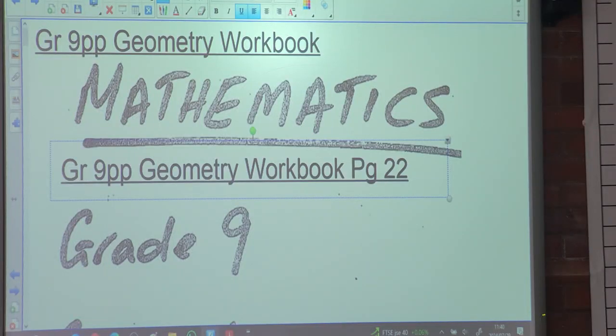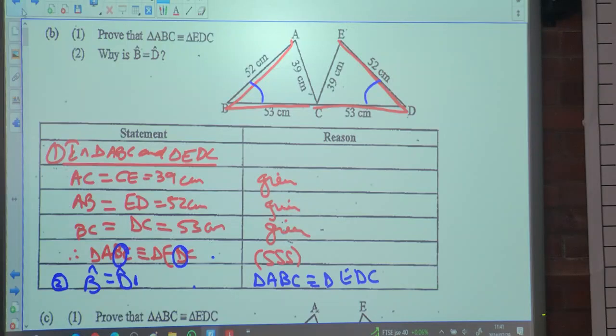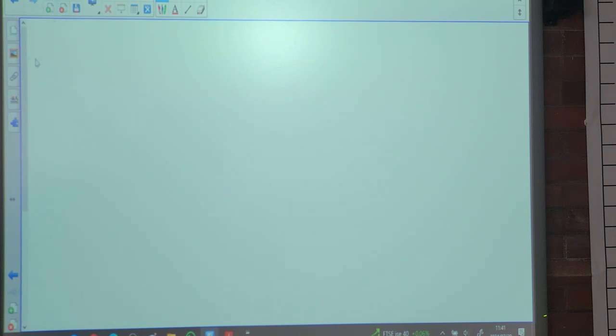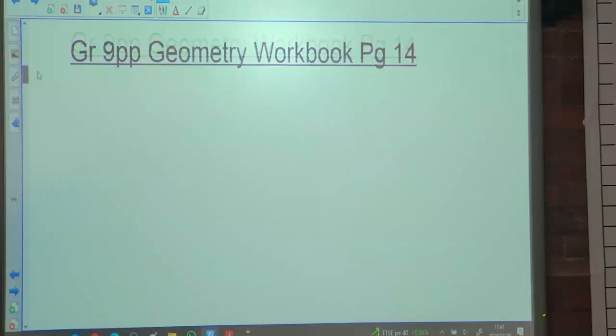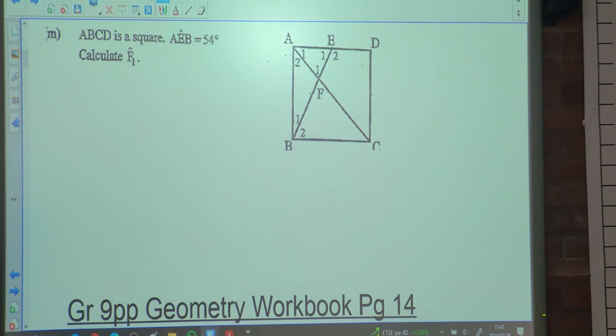Right, good morning class. So today we're looking at geometry. So we're on page 40. Right. So we are told that ABCD is a square.